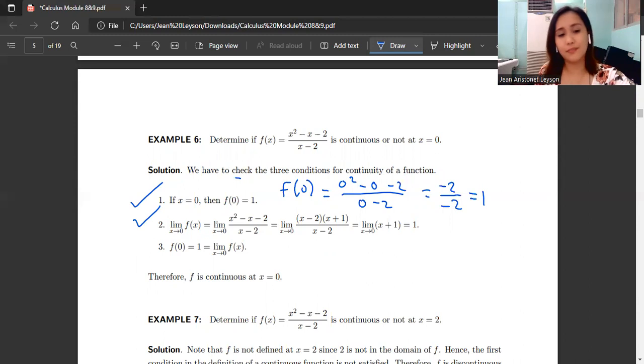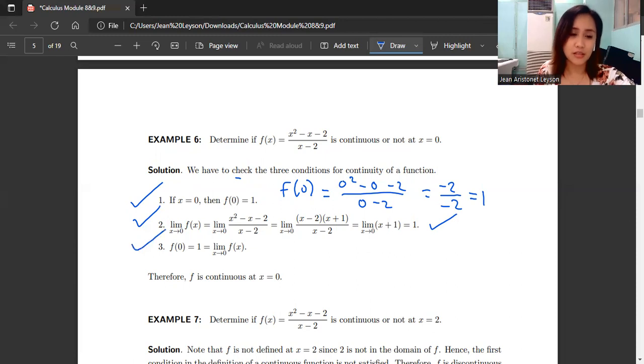f of c exists. For number 2, the limit of the function. So again, we can use the limit theorems. We can use substitution and the constant rule. Yeah, we can use the limit theorems for this example. So in the end, our final answer is 1, and the limit exists.